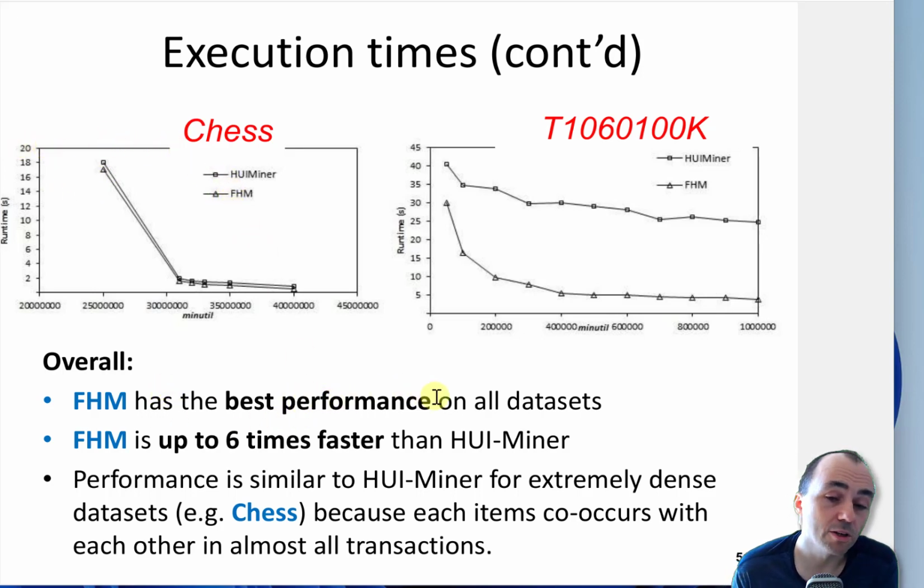So FHM has the best performance on all the databases. It is up to 6 times faster, except for the very dense databases like chess.